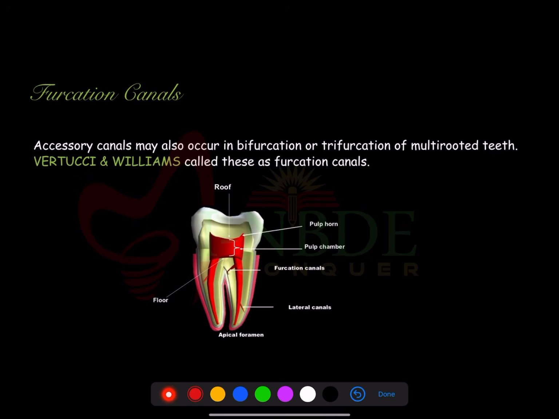The next is the furcation canal. A canal seen in the furcation area is called a furcation canal. These are most commonly seen in multi-rooted teeth, where you have bifurcations and trifurcations. In that particular area, you can see these furcation canals.